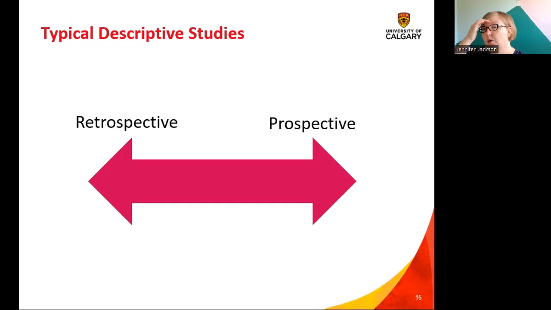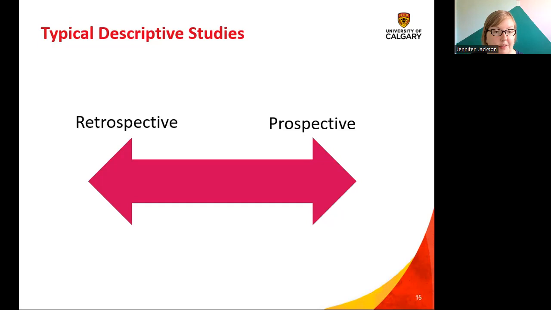A prospective study means going forward. So starting today, we are going to look at the impact that opening a new urgent care center has in the city and see if that changes the patterns of emergency department use in other places. So retrospective is we're looking at data that already exists and we're looking at patterns going backwards. Prospective is we're going to create or gather new data, and we're going to look at patterns going forward.